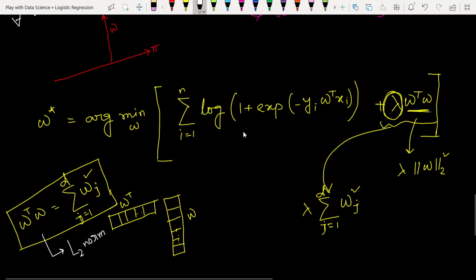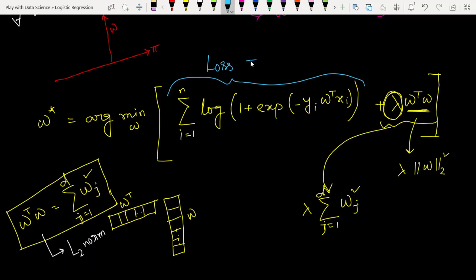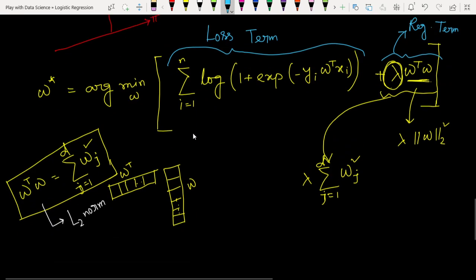Okay, this term we call the loss term, and this term we call the regularizer term in our problem. And at the end of the day we have to minimize this to find our best W.